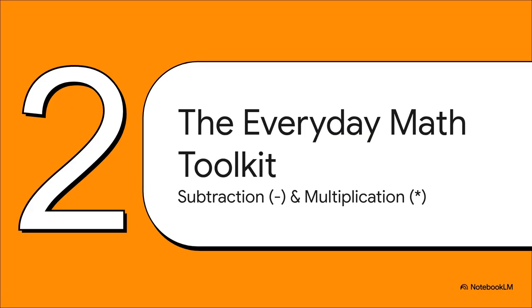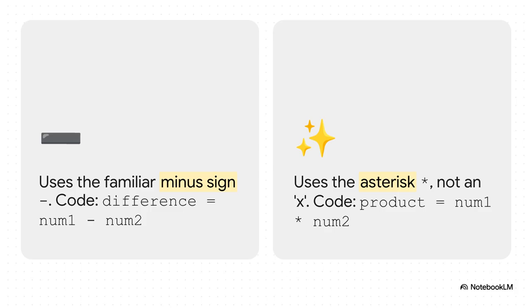Now that we've got that main idea down, subtraction and multiplication, they're a total piece of cake. They use the exact same logic we just saw. For subtraction, it's the standard minus sign, no brainer. But for multiplication, and you really got to remember this, we use the asterisk, not an X. In the coding world, the asterisk is multiplication. The process is exactly the same though. Get the numbers, convert them, and let Python do the math.